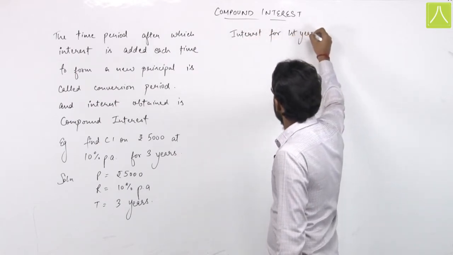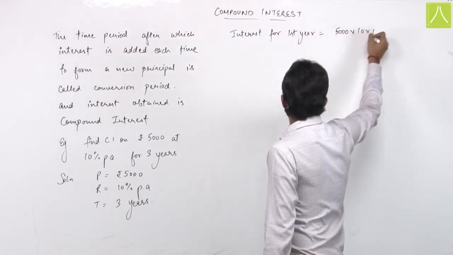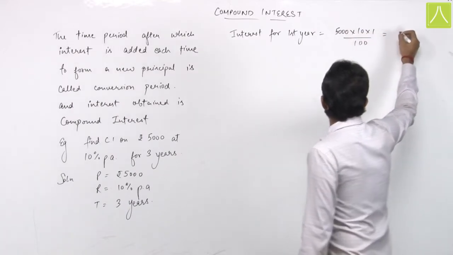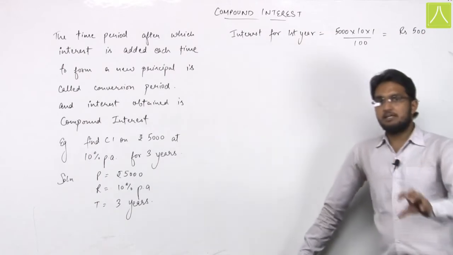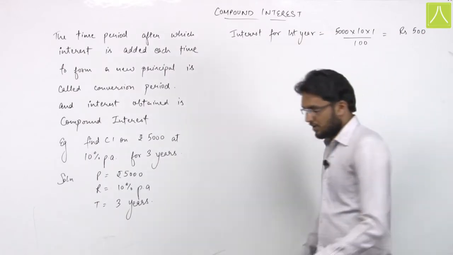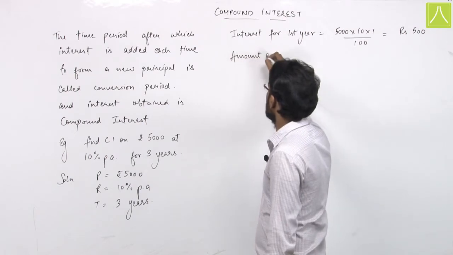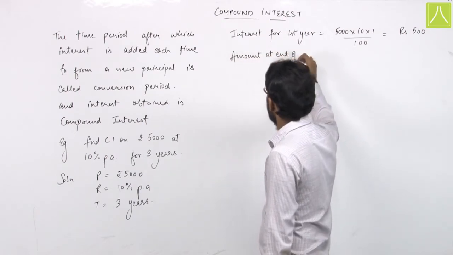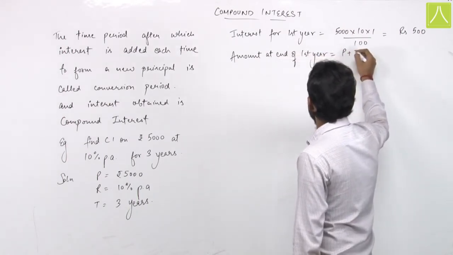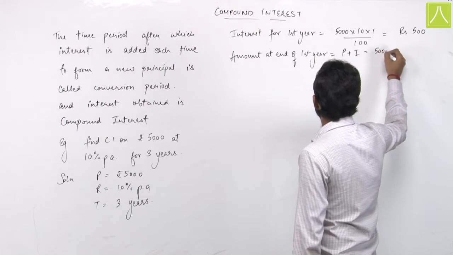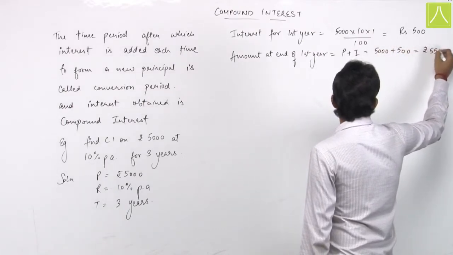Interest for the first year is going to be equal to 5,000 into 10 into 1 divided by 100, which is equal to rupees 500. Now 500 is the interest for the first year. So after the first year, the amount at the end of the first year is equal to principal plus interest, which is 5,000 plus 500, which is equal to rupees 5,500.